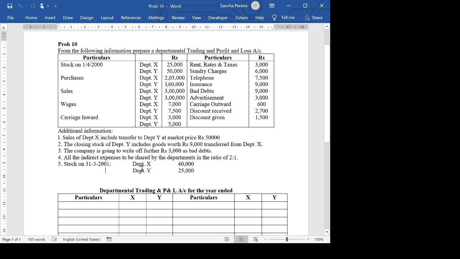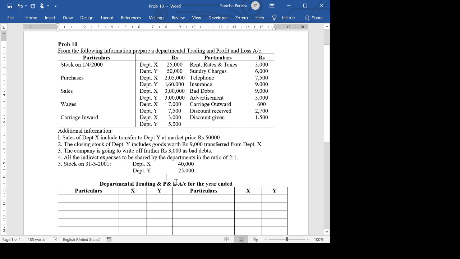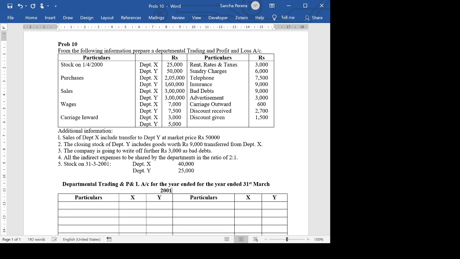So we don't have any name for the organization. So I'll just call it Departmental Trading and Profit and Loss Account for the year ended 31st March 2001. Trading profit and loss account for the year ended 31st March 2001.